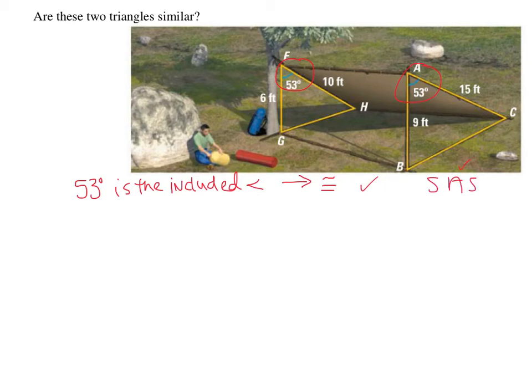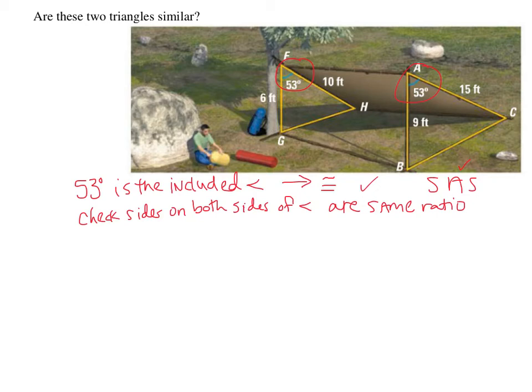Next we need to check on both sides of that angle of the 53 and see if the sides compared to each other make the same ratio. So for the first one, I'm going to do this in blue. 6 and 9 are the corresponding sides. I'm going to check to see if 6 feet over 9 feet reduces to the same ratio. The feet cancel out, but the 6 over 9 reduces to 2 over 3.